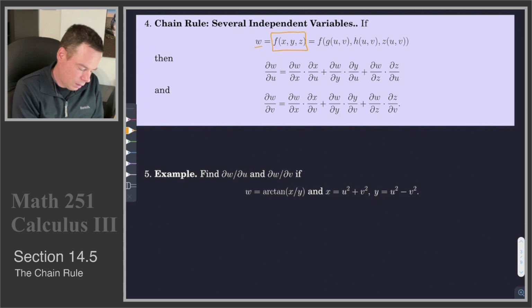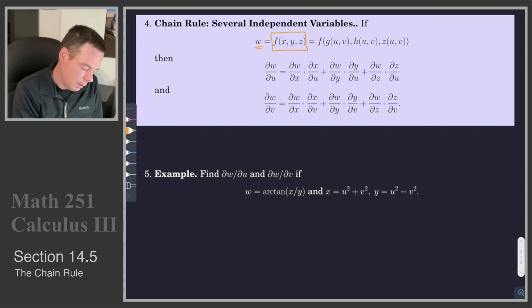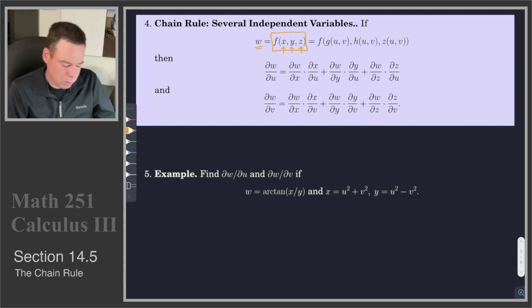What we do is we think of w. Initially, it's a function of x, y, and z, but x, y, and z are all functions of u and v, so w is ultimately, in the end, a function of u and v. So it's a multivariable function, a function of two variables. So we can compute partial derivatives of it. We can compute the partial of w with respect to u. And the way we do that is we do our transition through each variable in turn.